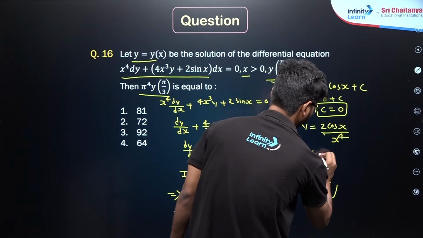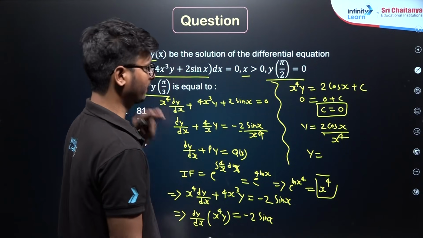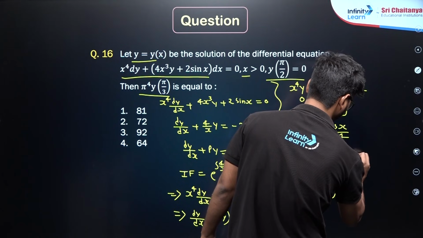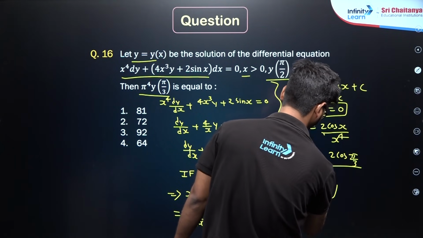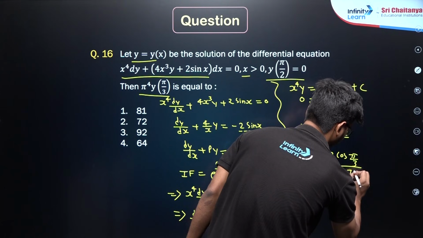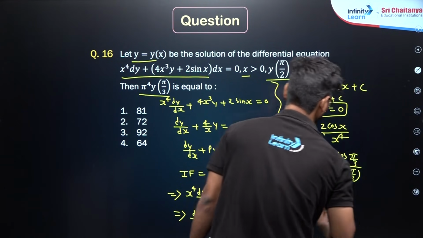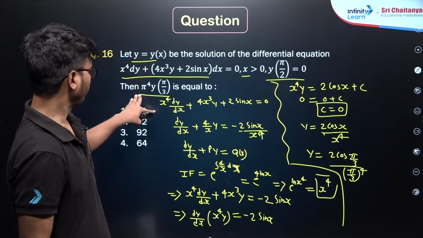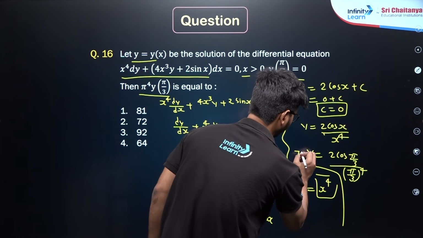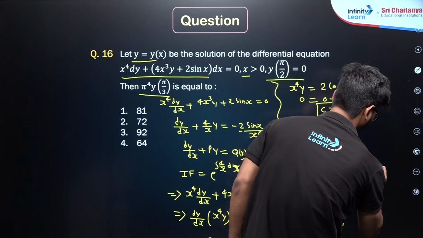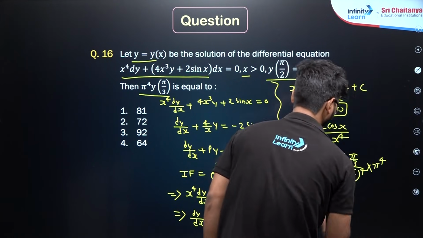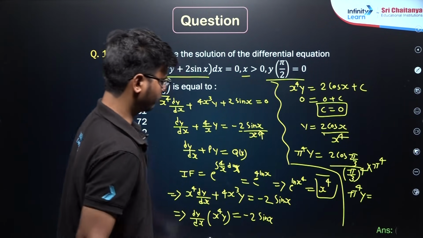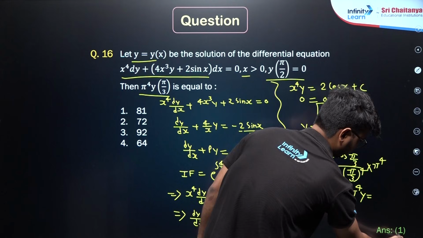And they are finding y of pi by 3. So y of pi by 3 means 2 times cos pi by 3 upon pi by 3 to the power 4. And they are asking to multiply by pi to the power 4. So let's multiply here pi to the power 4, and here also pi to the power 4. After solving, you can solve it, and we are going to get the answer A, that is 81.